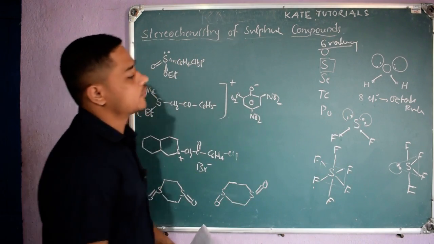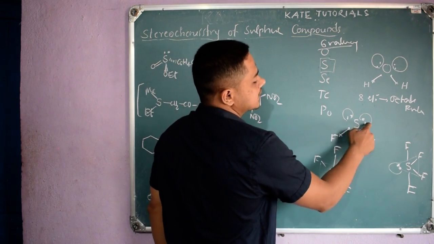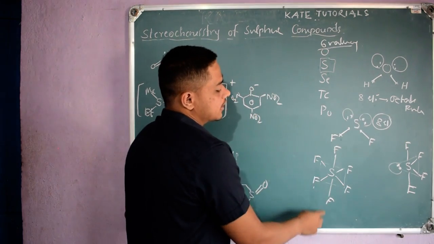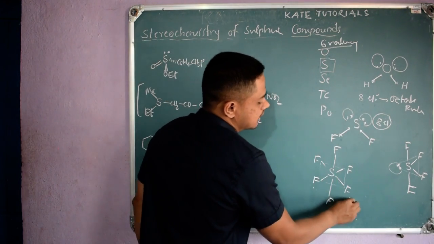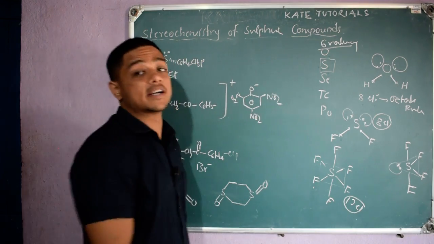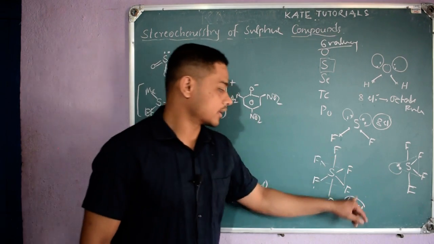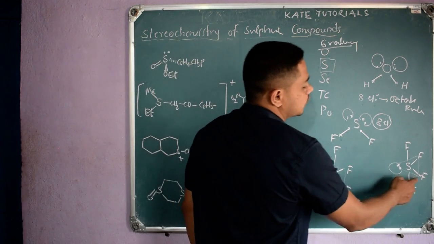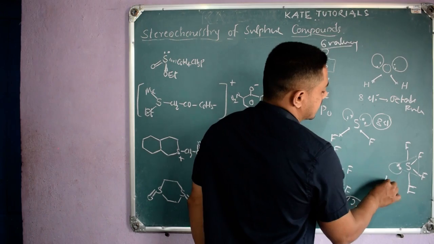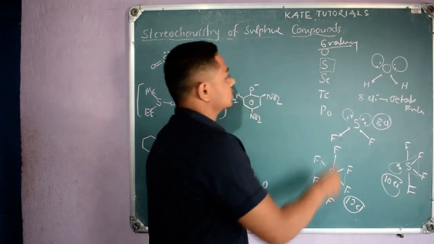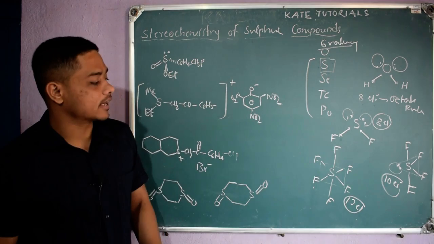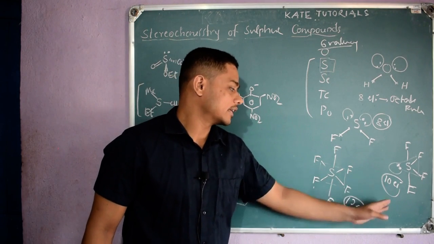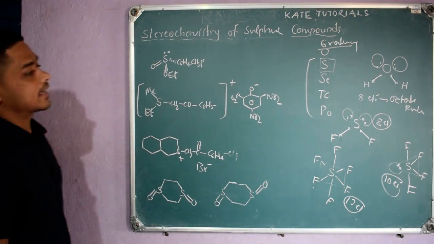If you count the electrons here, it is 2, 4, 6, 8. So 8 electrons, following the octet rule. Here, 2, 4, 6, 8, 10, 12 electrons. So it has expanded its octet, because after 8 it has got 4 more electrons. Here 2, 4, 6, 8, 10 electrons. So sulfur, selenium, tellurium, polonium have the ability to expand their octet. They can have 10 electrons, 12 electrons, like that. So this is the thing.